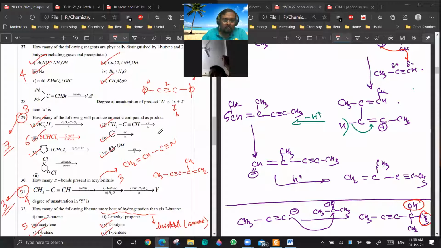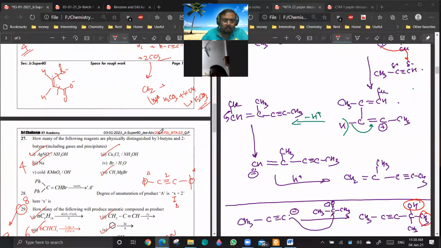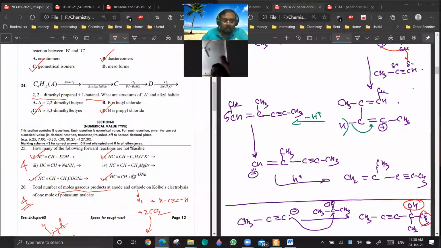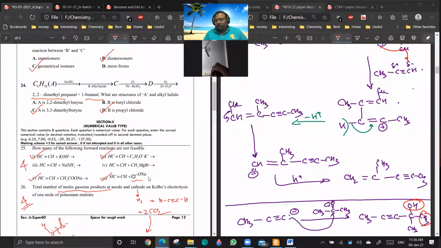Any other doubt? Sir, 25th question, sixth reaction. Sixth reaction. Yeah, this won't take place because it is not a good base. Are you getting the point? You need a base which is stronger than, like you see, the negative charge will be more stable on oxygen compared to sp carbon. Are you getting the point? If you're writing the product. Are you getting the point? Yes or no? Yes, sir. Okay.